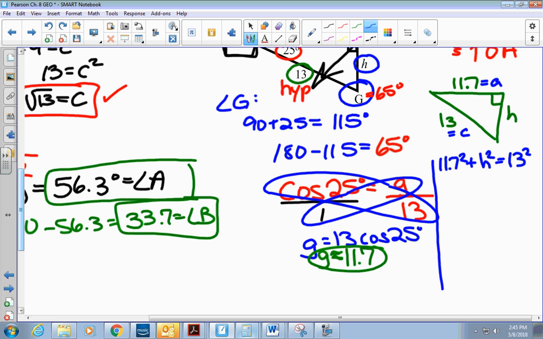And 11.7 squared is what then? No roundies, just give it to me straight. Okay, 136.89 plus H squared equals 13 squared, and I know what 13 squared is. It's 169. So 8, 9. Okay, so this is an 8. I ran out of space.